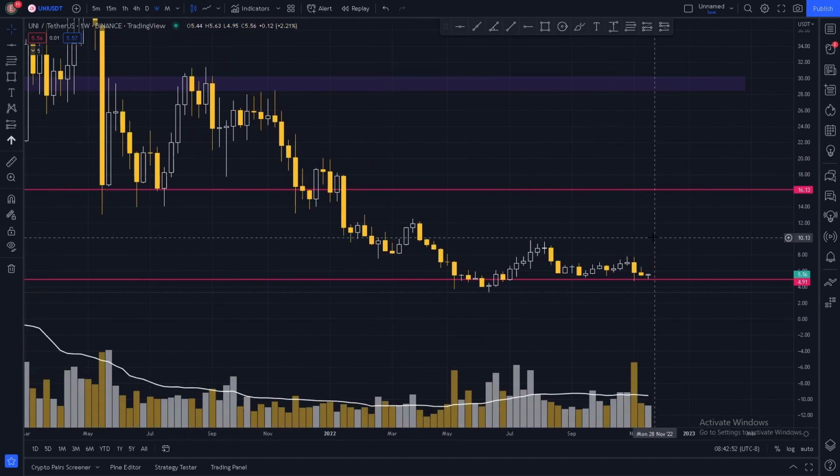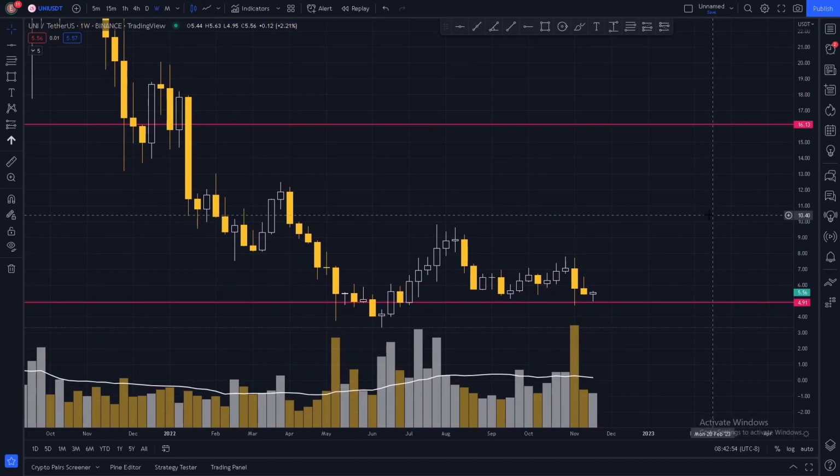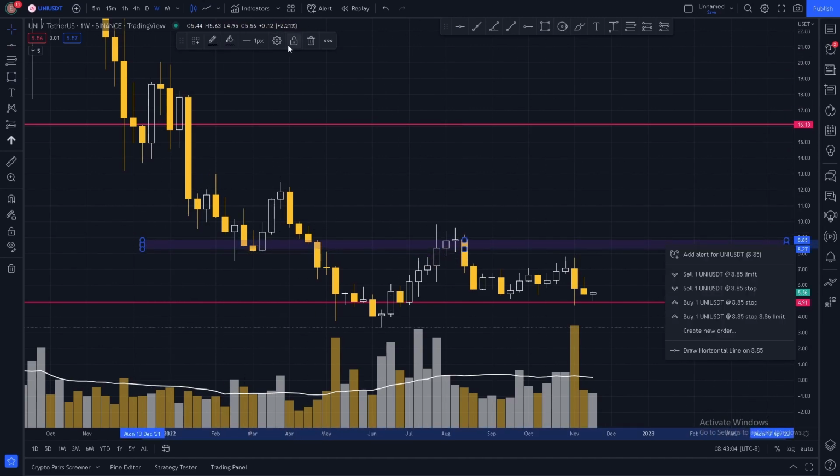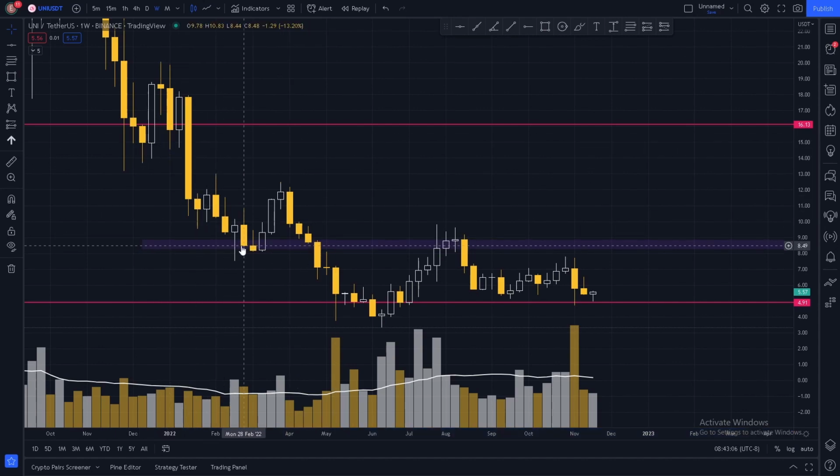So, here on the weekly, let's look at our most recent price action. And what do we notice? We see a key level right here, where price came down, hit, and reversed, acting as support, which is obvious to spot. Then we see price come up, hit, and reverse, the same level acting as resistance.